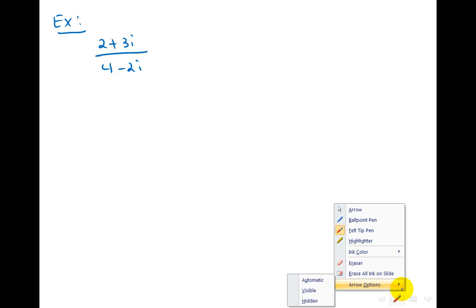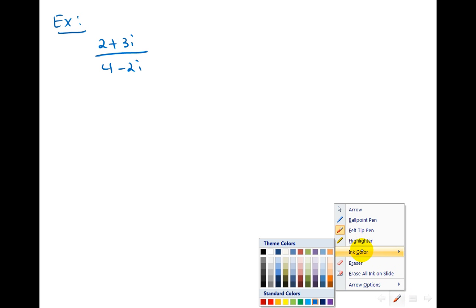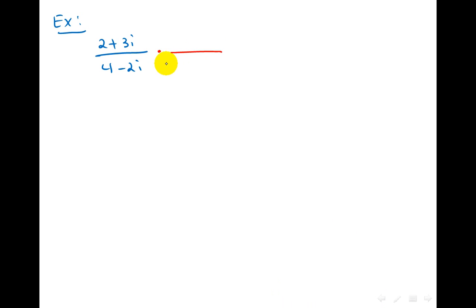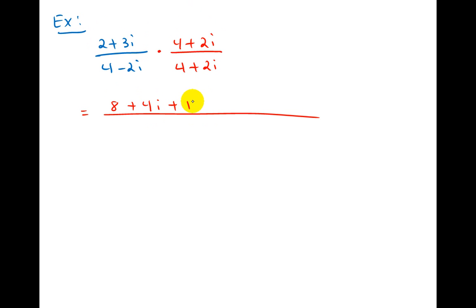Okay, let's say you want to divide 2 plus 3i by 4 minus 2i. As I told you, I'm going to multiply by the conjugate of the denominator, which means this minus will be changed to plus. That means 4 plus 2i over 4 plus 2i. Okay, now let's start multiplying. 2 times 4 will give you 8. 2 times 2i, 4i. 3i times 4, 12i. And 3i times 2i will give you 6 i squared, and i squared is negative 1, which means negative 6.